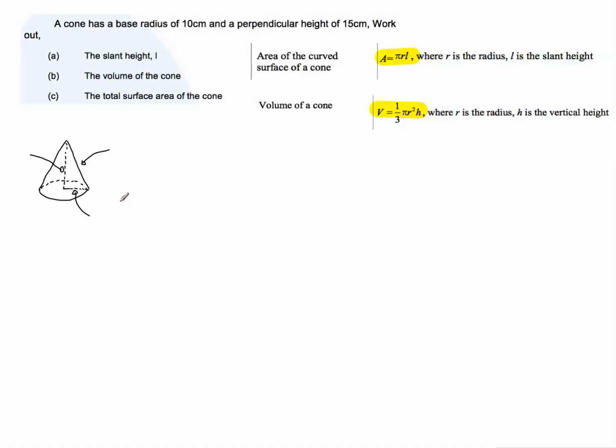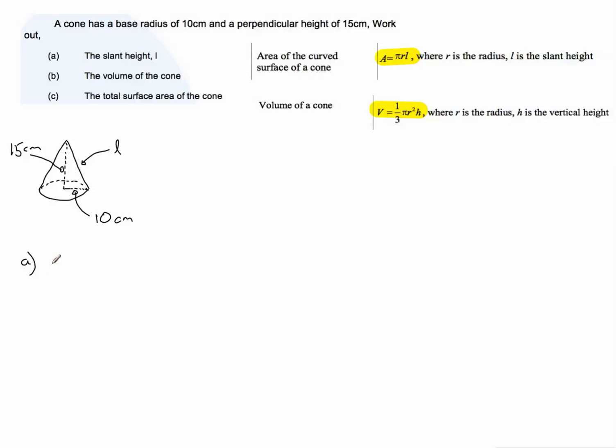Just get a feel for the rest of the question. Part B, the volume of the cone, and then the total surface area of the cone. Well, important to have a little diagram to help you there. There's the base radius, and that's going to be 10 centimeters. Here is the perpendicular height, and that's going to be 15 centimeters. And this side here on the curved surface area is the slant height, which shall be called L.